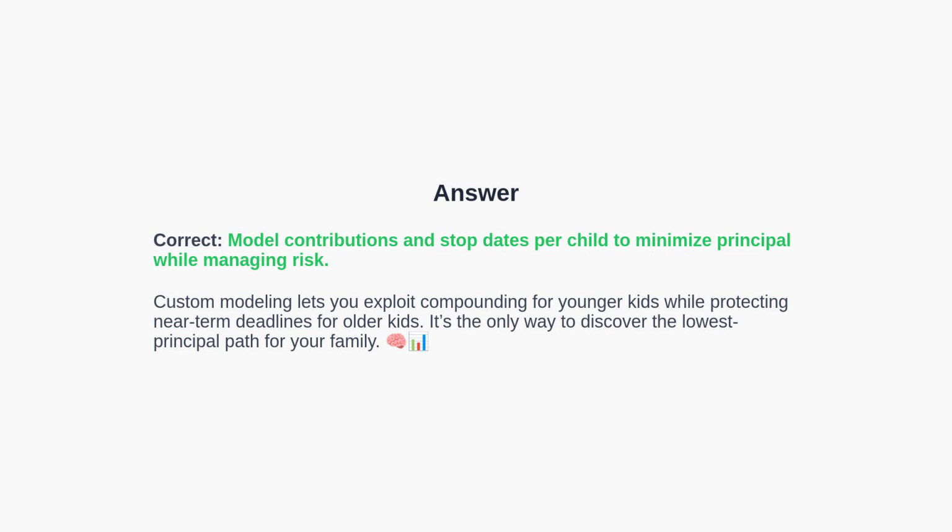The correct answer is to model contributions and stop dates per child to minimize principal while managing risk. Custom modeling allows you to leverage compounding for younger children while also protecting against timing risk for older children who have near-term deadlines. This approach is the only reliable way to determine the lowest principal path that fits your family's circumstances.